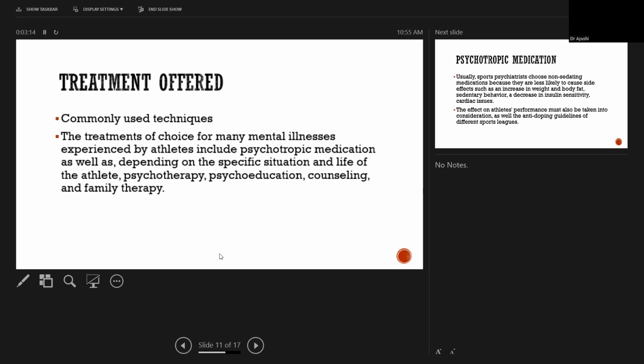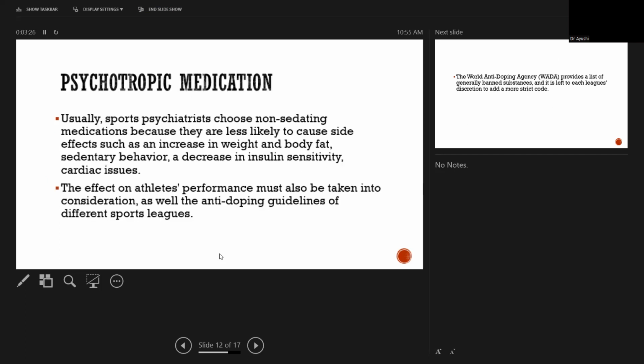The treatment of choice for many mental illnesses experienced by athletes includes psychotropic medication as well as, depending on the specific situation and life of the athlete, psychotherapy, psychoeducation, counseling, and family therapy. Psychotropic medication. Usually, sports psychiatrists choose non-sedating medications because they are less likely to cause side effects, such as an increase in weight and body fat, sedentary behavior, a decrease in insulin sensitivity, and cardiac issues.